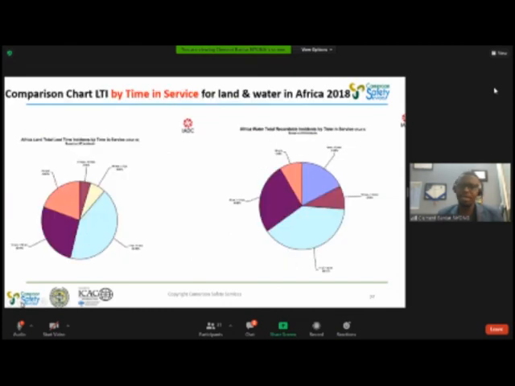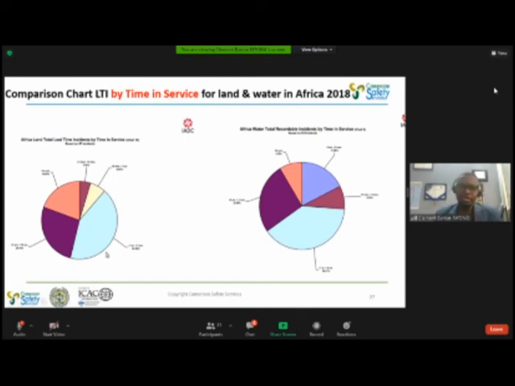So we also have a lost time injury prevention comparison chart by time in service, depending on the experience and seniority of the crew.